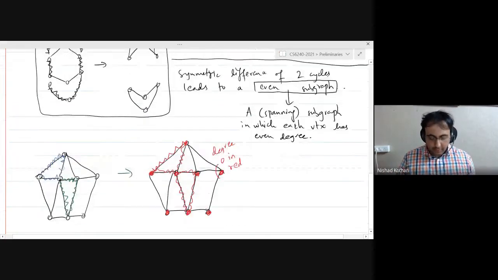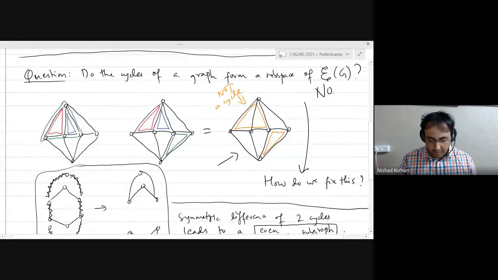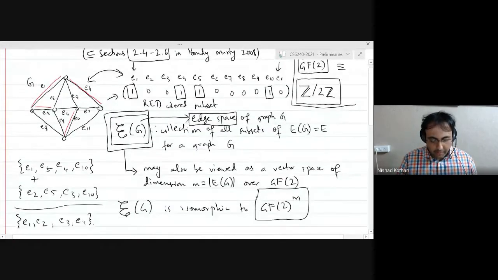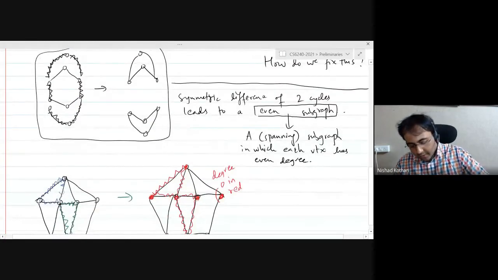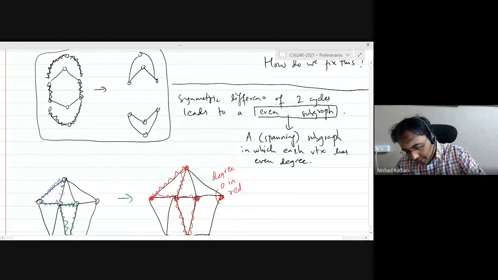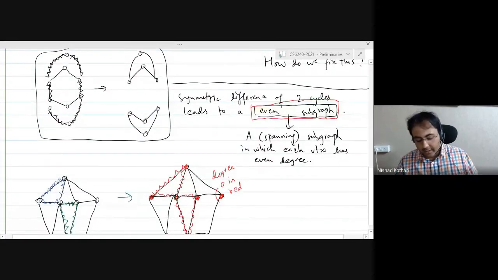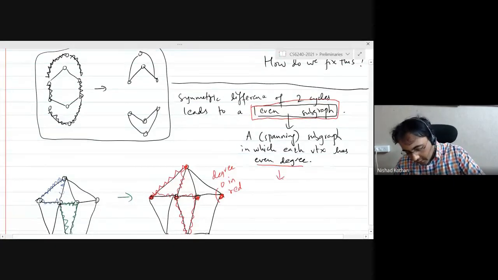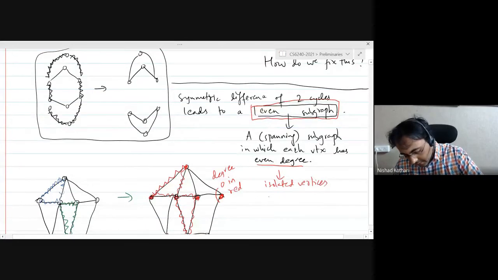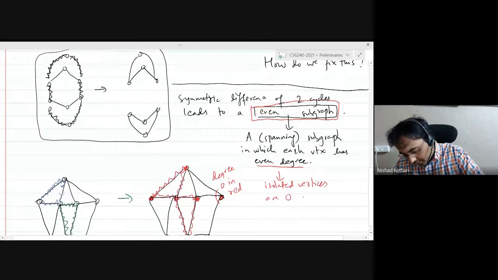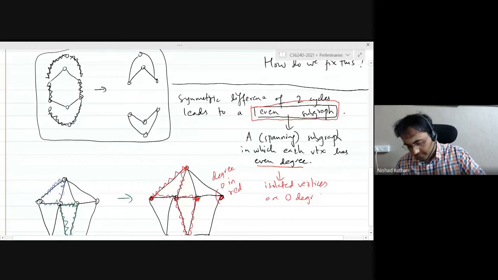So for this entire module, or for this entire topic, we are going to think of all our subgraphs as spanning subgraphs. And in this spirit, when we say an even subgraph, we mean a spanning subgraph where each vertex has even degree. In particular, isolated vertices, which are vertices that do not have any edges in the subgraph, are basically 0 degree vertices. And so that is still even degree.